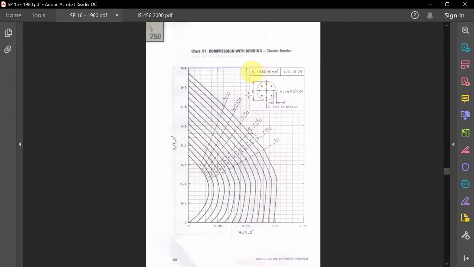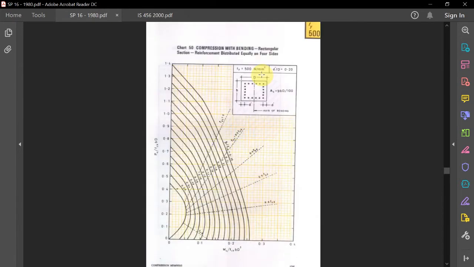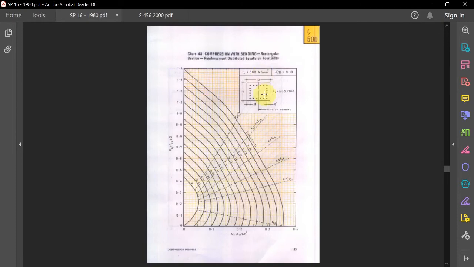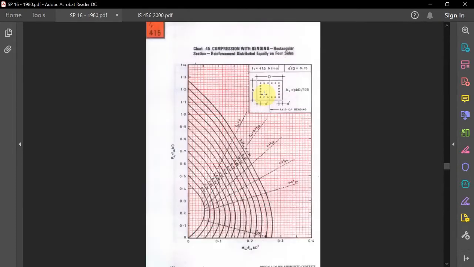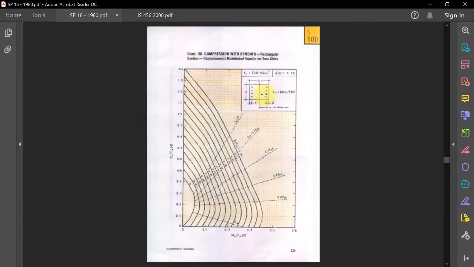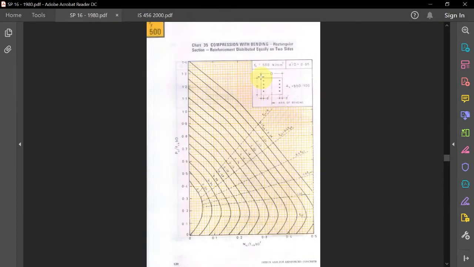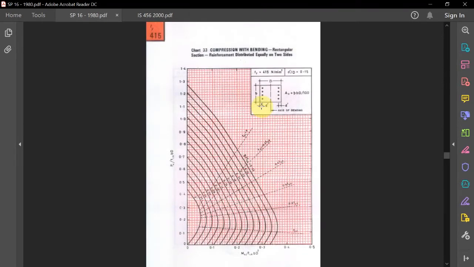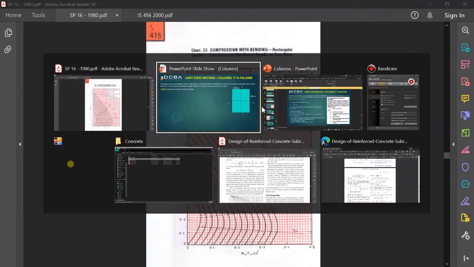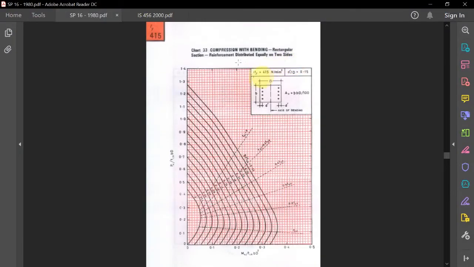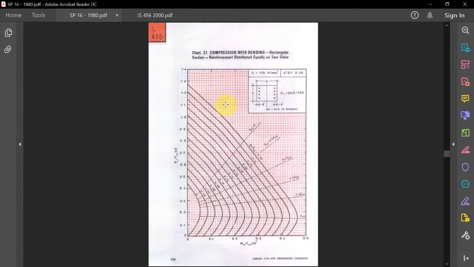Then again for circular sections also they have given, which I will not be solving because we do not have that much time as well. Alright, our case is of uniaxial bending, correct? So we will be using charts that are of this reinforcement. And what do we have? We have our reinforcement as of grade of 415 steel, correct? So 415 steel, red color charts we will be using.